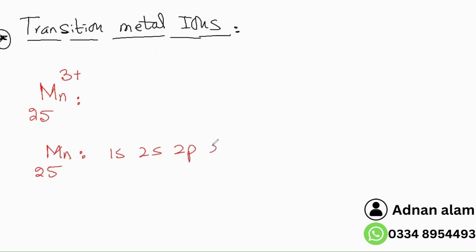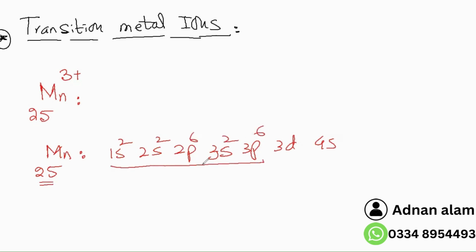So 1s2, 2s2, 2p6, and then comes 3s, 3p, 3d, and 4s. We have to place 25 electrons. So 2 here, 2 here, 6 here, 2 here, 6 here. Till this point, 18 electrons have been placed. Then if you place 2 electrons in 4s, it becomes 20, and 5 electrons in 3d. So this is the configuration of the manganese atom. And now from this manganese atom, try to trace the configuration for the manganese tripositive ion.